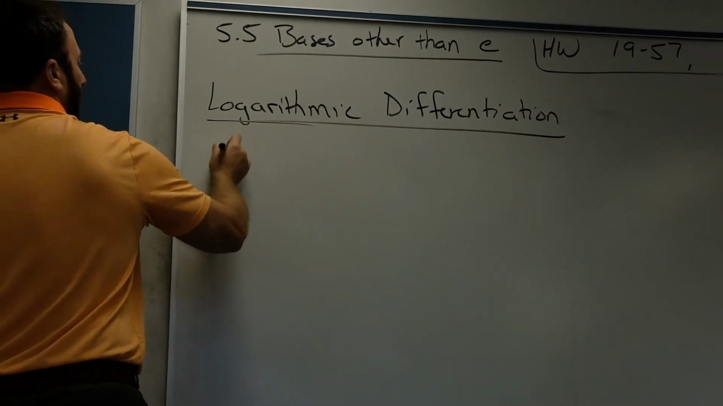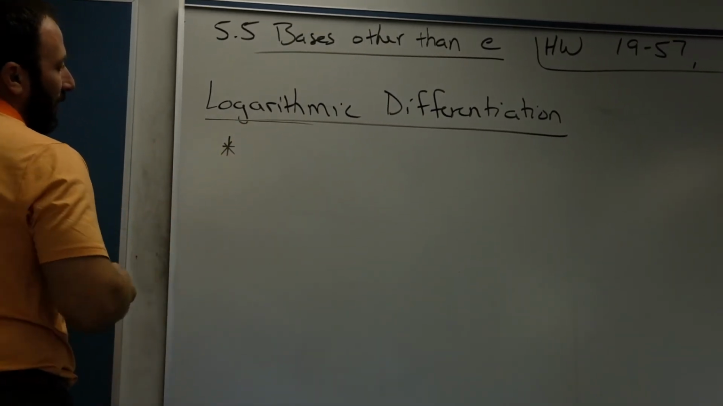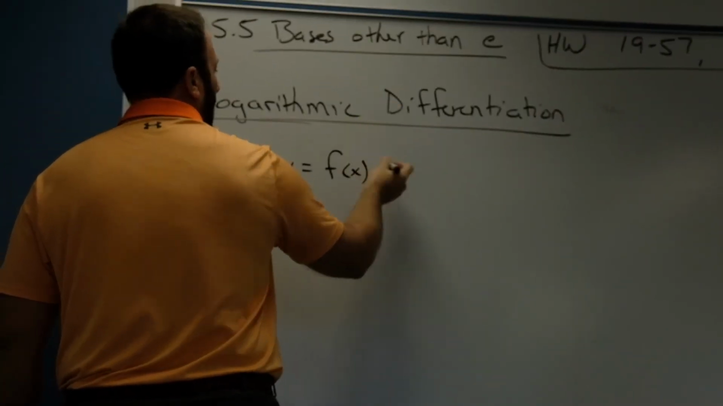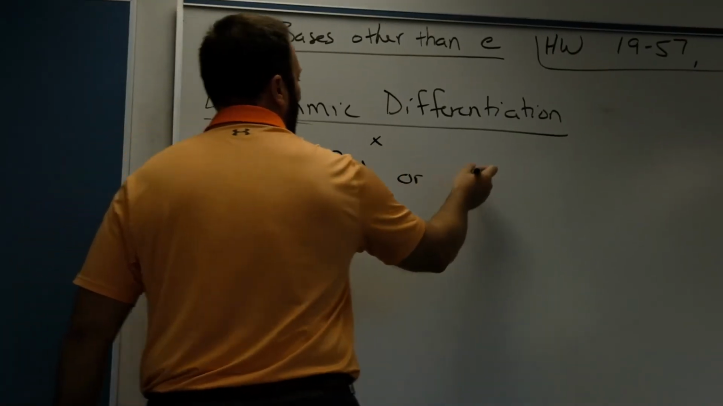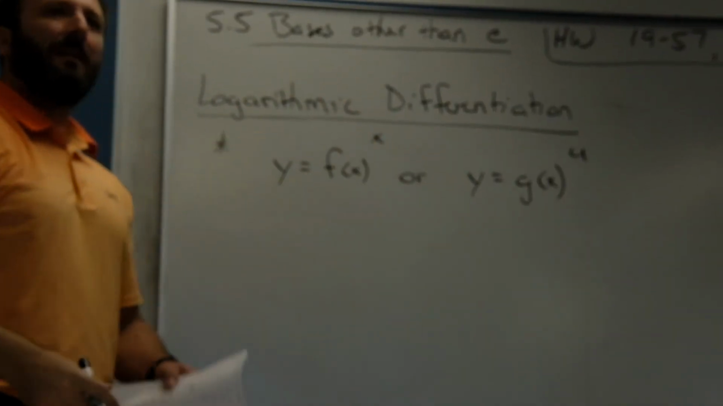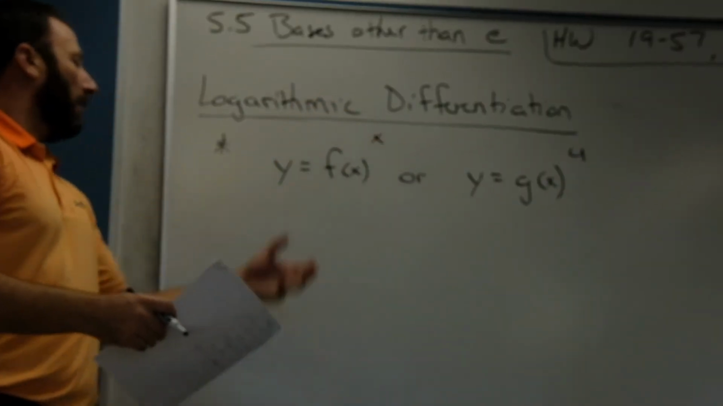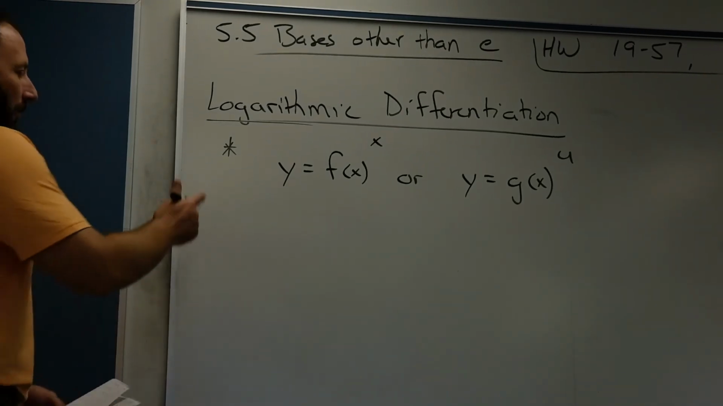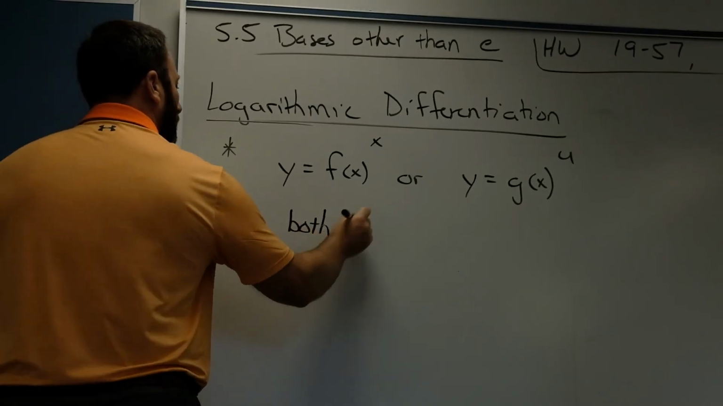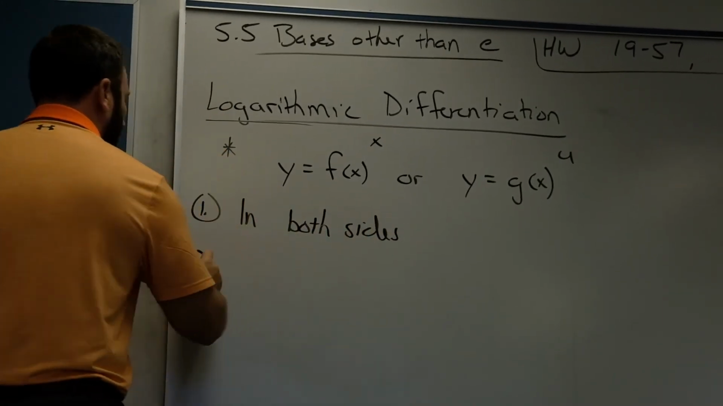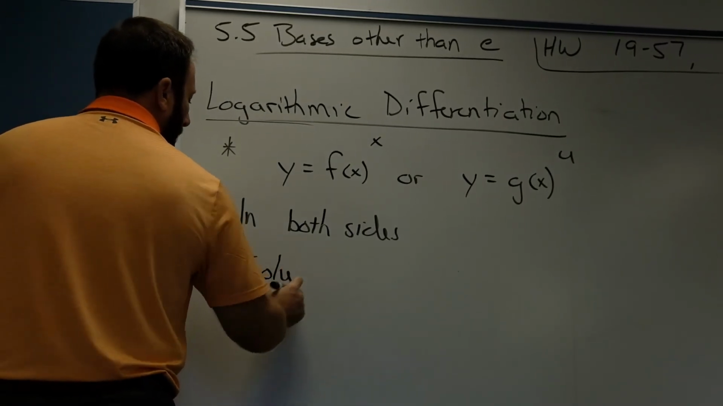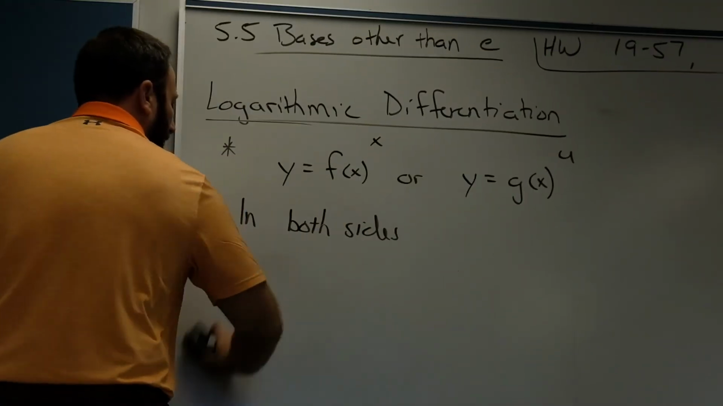So we use this when we have a function to a function. So let's say y equals f of x to the x, or y equals g of x to the u, something like this, where we have a function to a function power. We're kind of stuck here. We can't do anything. So what we do is ln both sides. Then derive and then solve for y prime.